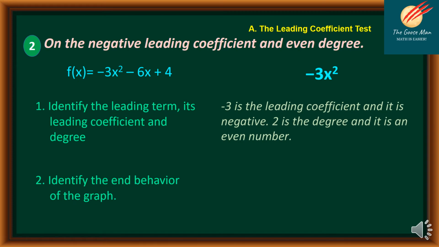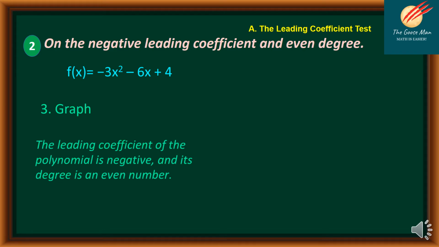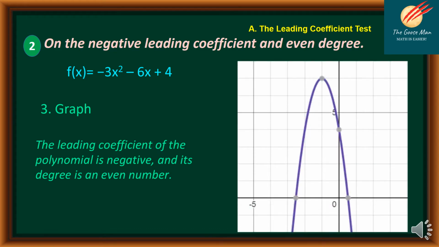Number 2, identify the end behavior of the graph. So the graph falls to the right and falls to the left. So the third one is to graph, meaning to say the leading coefficient of the polynomial is negative and its degree is an even number. So the graph shows it opens downward.